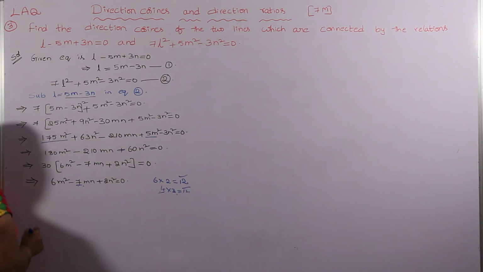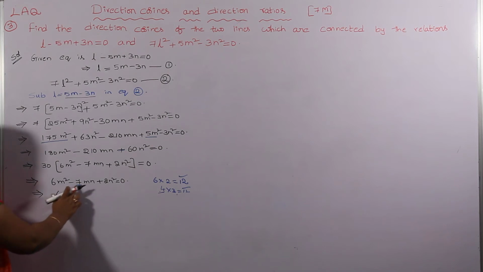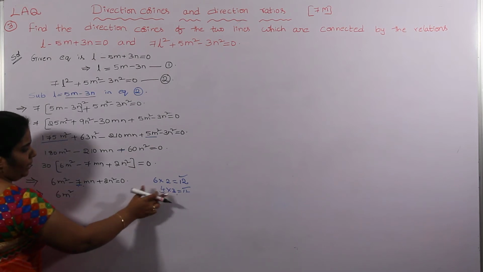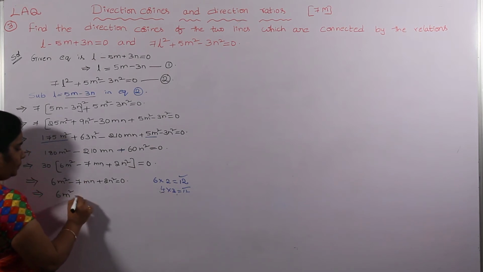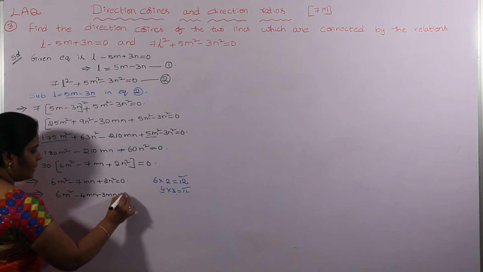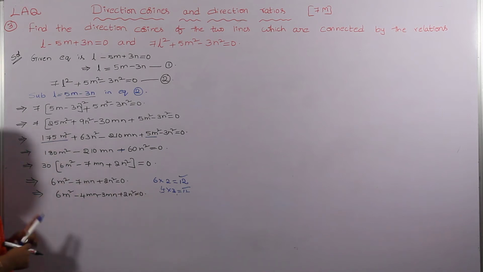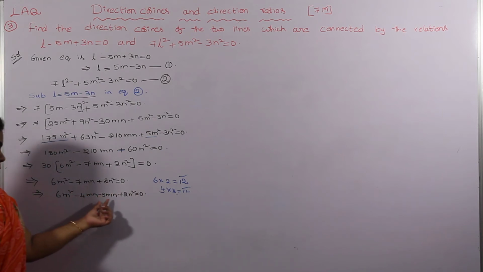So this minus 7mn can be written as, now 6m square, this we take as it is, minus 7mn. Minus 7mn can be written as minus 4mn minus 3mn, plus 2n square is equal to 0. Okay, minus 7 can be written as minus 4 minus 3.